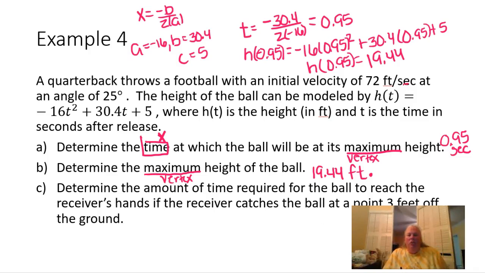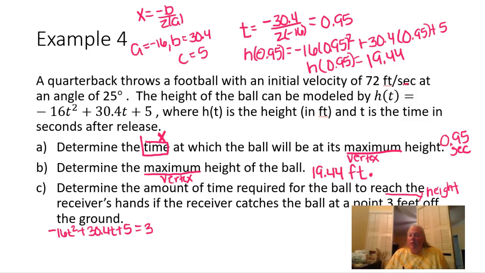Okay, C, determine the amount of time required for the ball to reach the receiver's hand if the receiver catches the ball at a point 3 feet off the ground. Okay, so the 3 feet right here, this is important. This is a height. And so what we want to do is we're going to solve our original equation when it's equal to 3. So we're going to have negative 16 t squared plus 30.4 t plus 5 equal to 3.